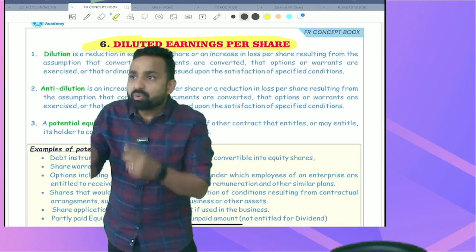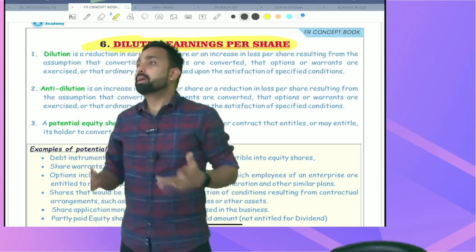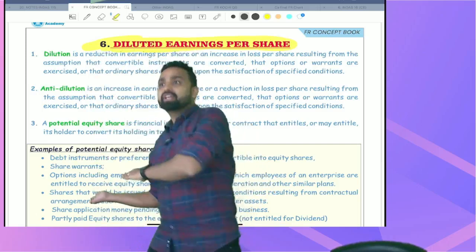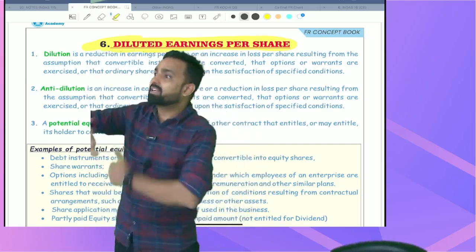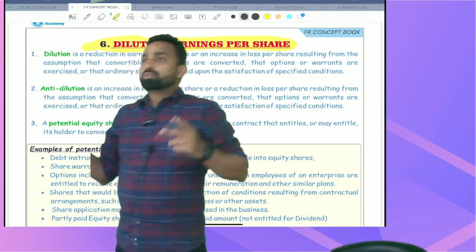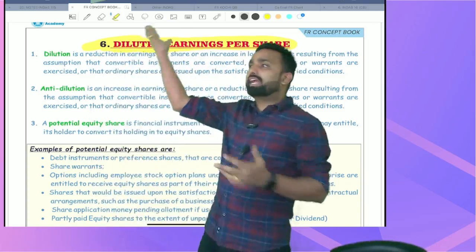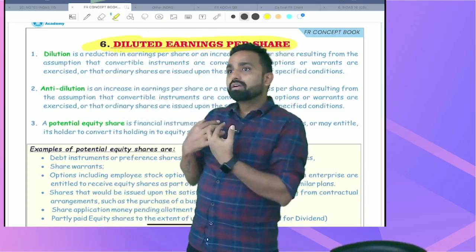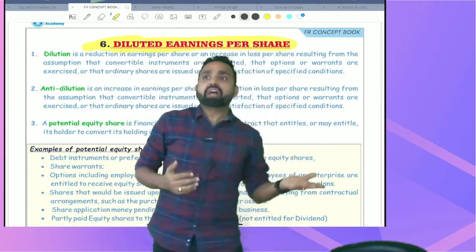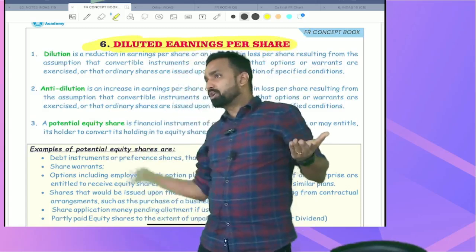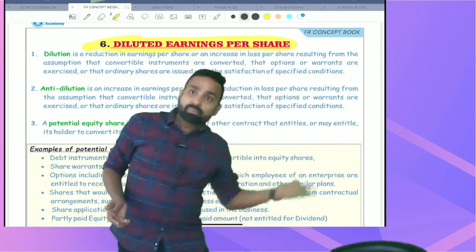Their conversion into equity won't affect the earning. Why? Because the additional funds are not raised in the company. We have just reduced our liability and converted it into equity. So what is the basic understanding? Whenever we issue shares in the market, we raise money, so our earning would increase. That means the denominator is getting increased because of the issue, but the numerator will also increase.